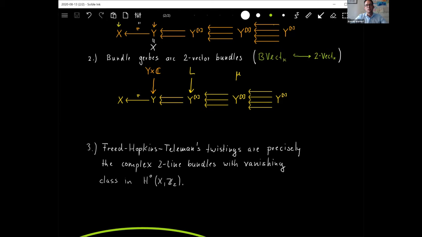One can directly write down an isomorphism between them and two line bundles in the complex case, at least when the H0 part is zero. I've seen that Dan Freed also has lecture notes online where he proposes a modification of the twistings that gets very similar to what we get out of this plus construction, and that also incorporates this H0 twist. All right.